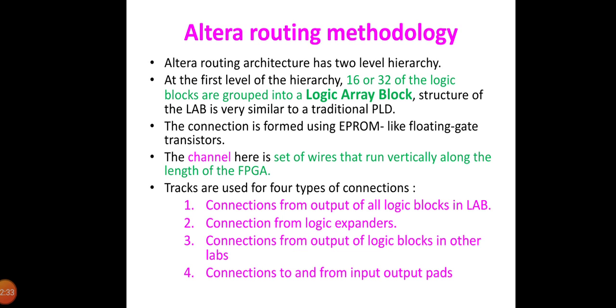Ultra routing architecture has a 2-level hierarchy. At the first level of hierarchy, 16 or 32 of the logic blocks are grouped into a logic array block, that is, a LAB. The structure of the LAB is very similar to a traditional PLD. The connection is formed using EEPROM-like floating gate transistors, and the channel here is a set of wires that run vertically and along the length of the FPGA.